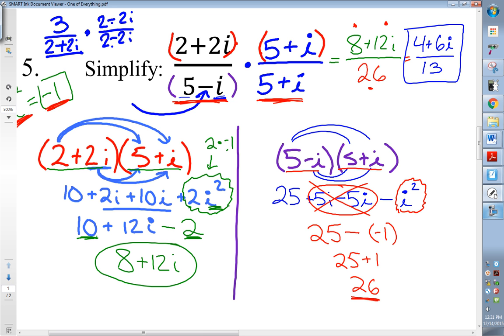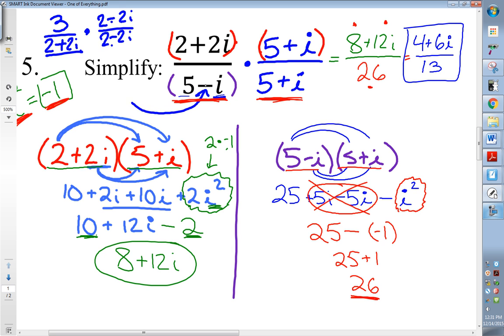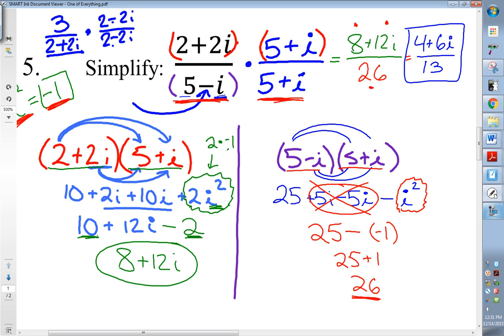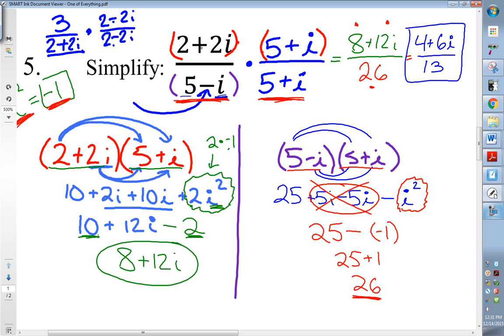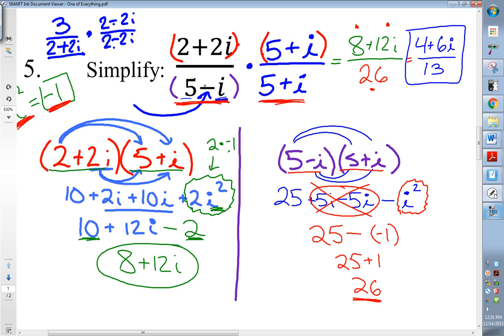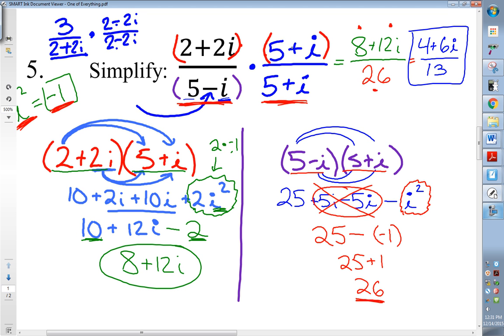So again, the key: multiply by the conjugate. Whatever's on bottom, change the sign, multiply that on top and bottom. I don't care what that top is when I'm talking about conjugate. I just want to know what's that bottom. 5 minus i, okay, I'm going to multiply by 5 plus i on top and bottom. Then it's just a matter of doing the work and plugging it in.